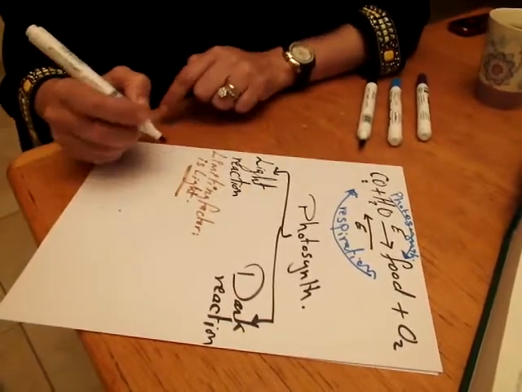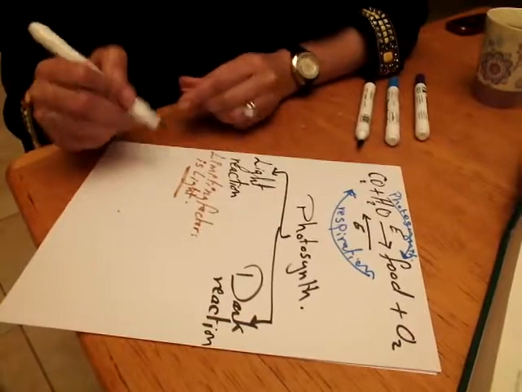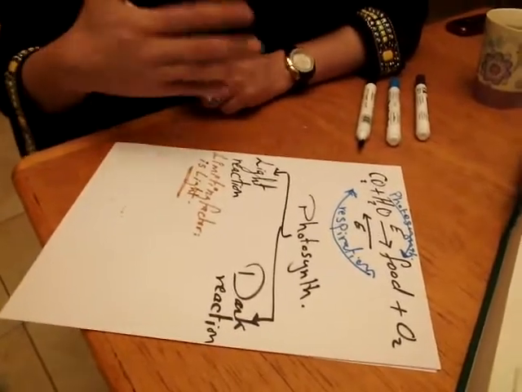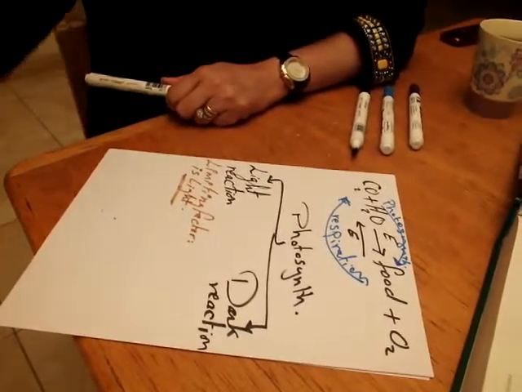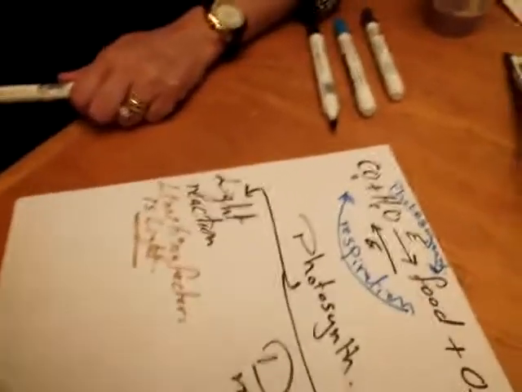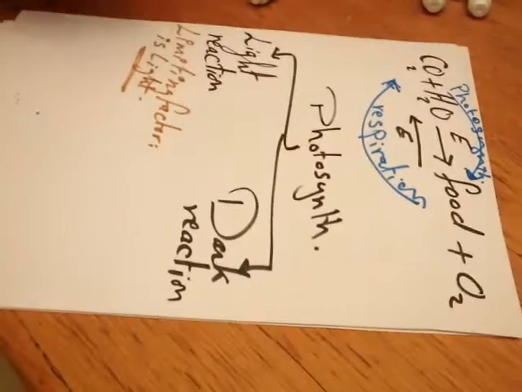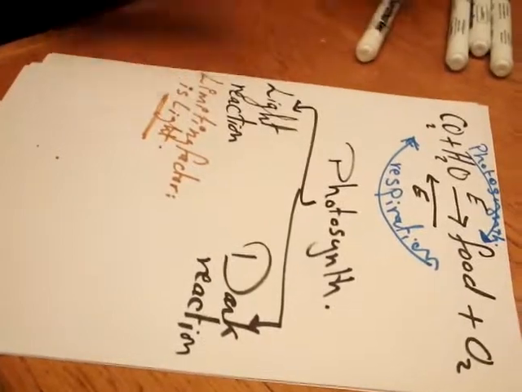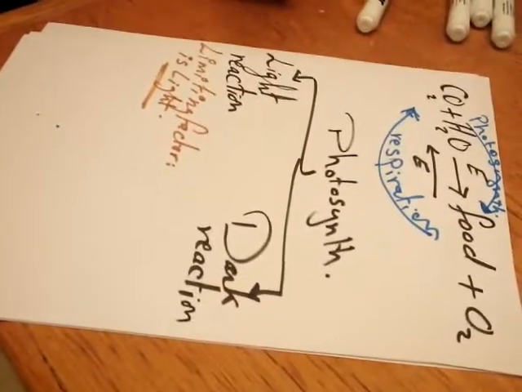And the limiting factor is the factor that limits or controls the rate of reaction. Meaning the greater the light intensity, give me the red pen please, the red marker. The greater the light intensity, the greater the amount of product, the greater the rate of the reaction. Okay? And the less the light intensity, the less the rate of reaction. The light intensity is the factor that controls the rate of reaction, which controls whether the reaction would be fast or will be slow. Okay?